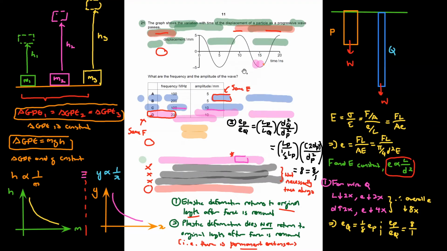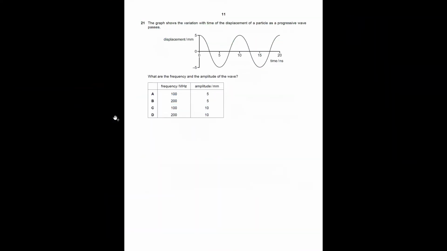All right, so if that is okay, then we move on to question 21. This one is really waves. For waves, this one is pretty straightforward. The graph here shows the variation with time of the displacement of a particle as a progressive wave passes through. And what are the frequency and amplitude of the wave here? So they want the frequency and the amplitude. This is a displacement time graph, so I can easily identify my period here. My period is 10 nanoseconds.